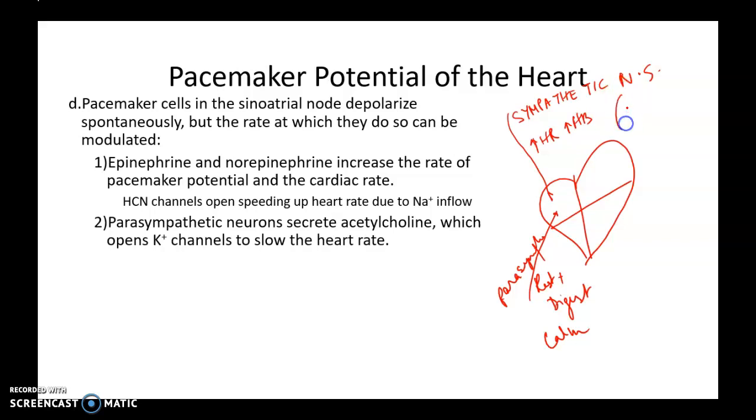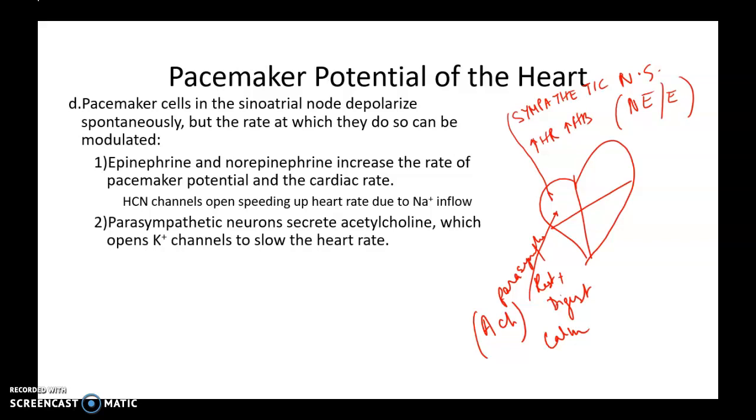So the sympathetic system has norepinephrine and epinephrine. The parasympathetic neurons release acetylcholine that opens up more potassium channels and slows down the heart rate. Oh, one last thing I forgot to mention. Under the influence of epinephrine and norepinephrine, the HCN channels open, and then there is faster inflow of sodium ions.